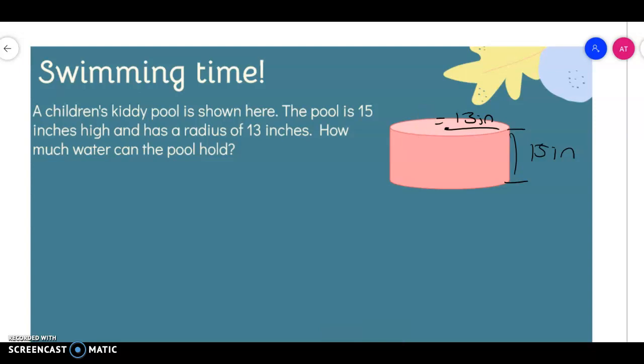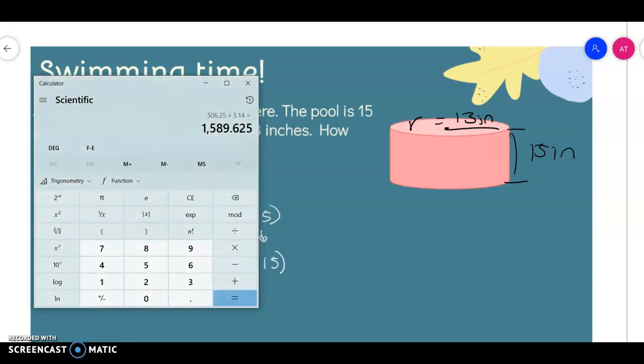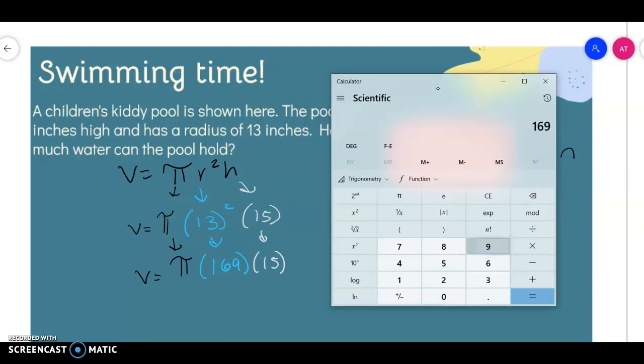So what we have here now is our V equals, again, pi r squared. It's going to get real old sometimes writing it out each time, but you can at least guarantee 100% that you did your steps correctly. And that's what math is about, making sure you do your steps correctly and make sure you multiply and everything else. 13 times 13 I know is 169. And if I multiply that by 15, let's see what I get. 2,535.